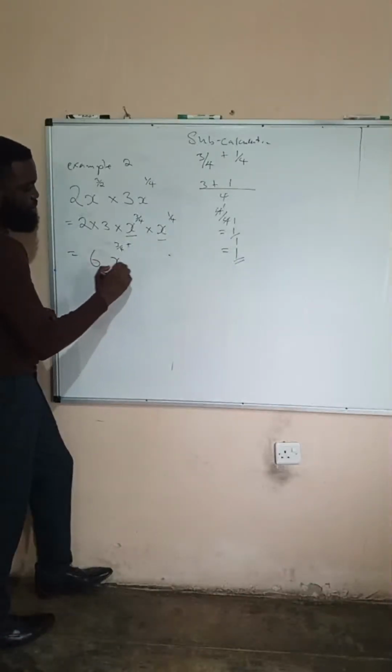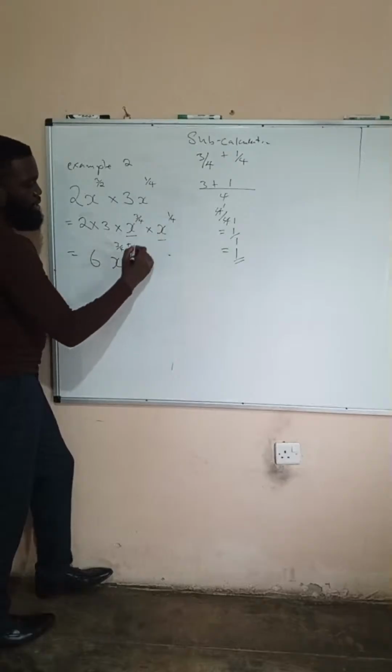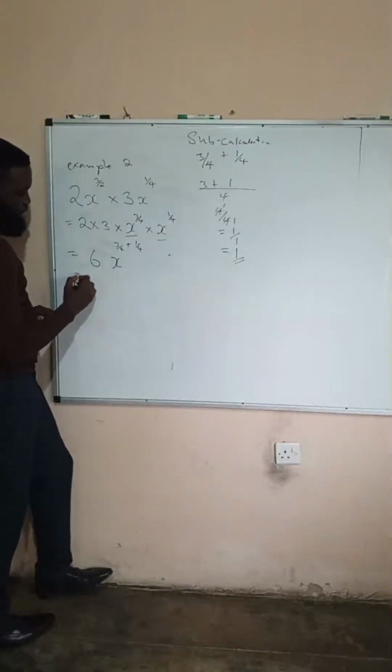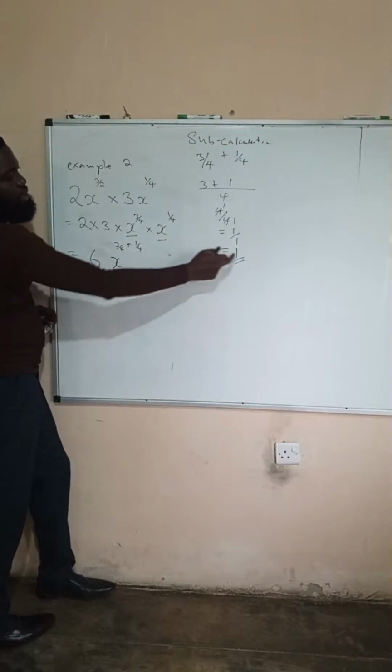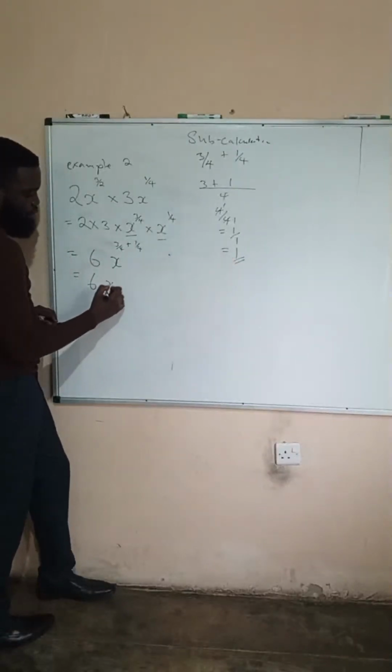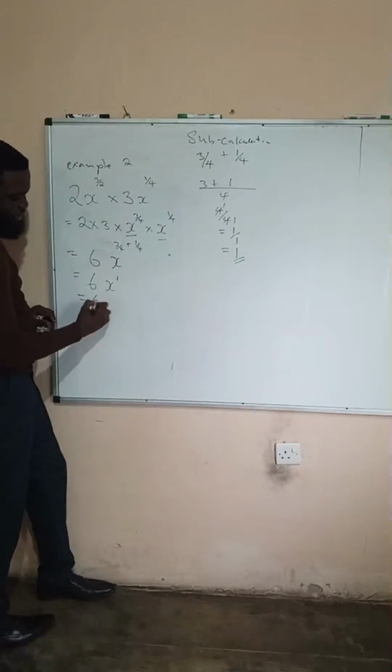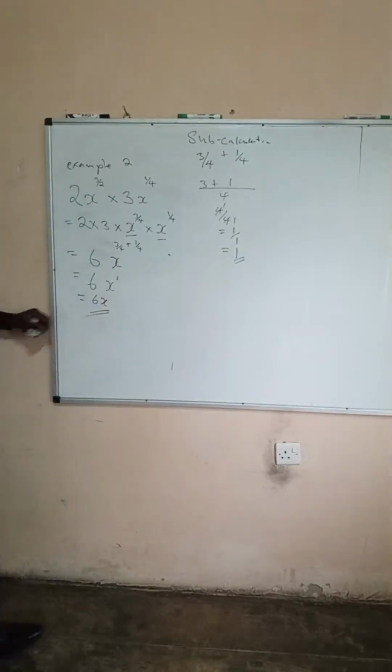The powers are on top. We are adding the powers. 1 over 4. So, it will be 6. 3 over 4, when added, you get 1. So, 3 over 4, when I added this, I got 1. So, it is 6x to the power 1, which is the same as 6x. I hope you have understood.